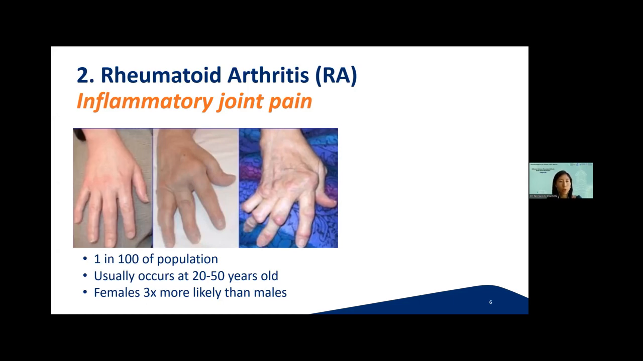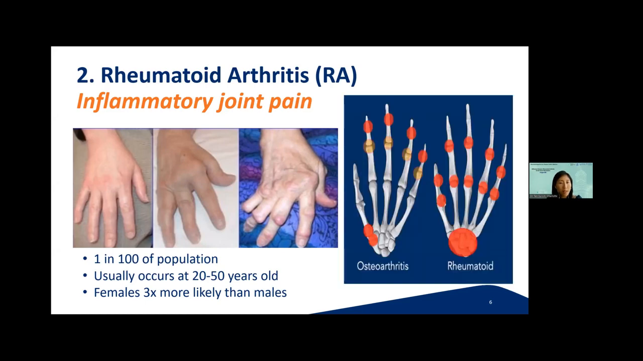In contrast to osteoarthritis, the pattern of joints involved are often those that are high up in the hands, such as your wrist and your knuckles. Often, your doctor will do blood tests and X-rays to confirm the suspicion of this condition.